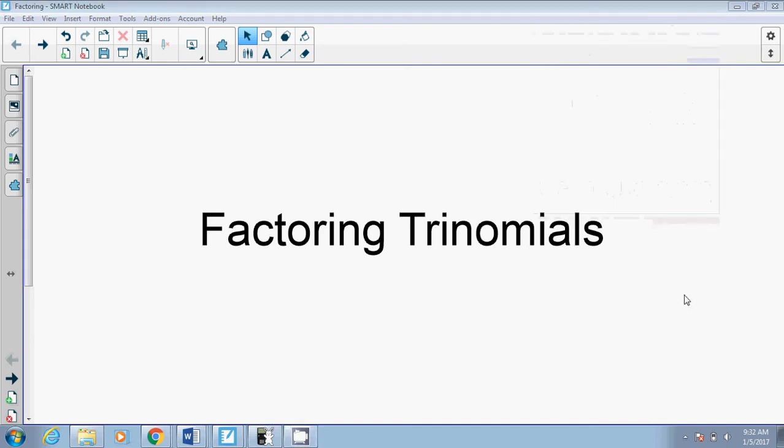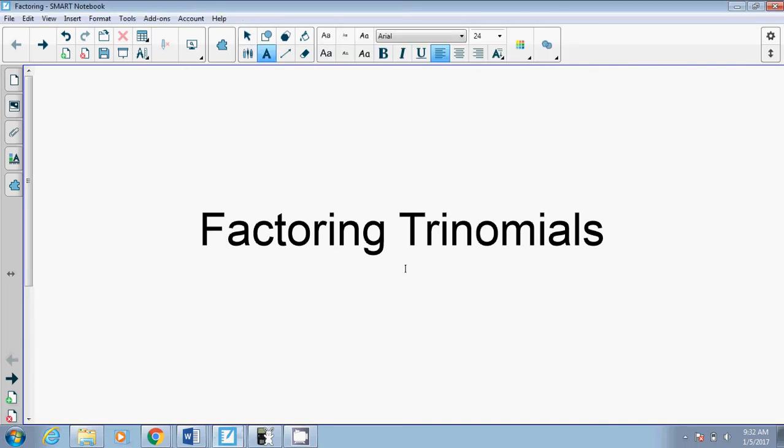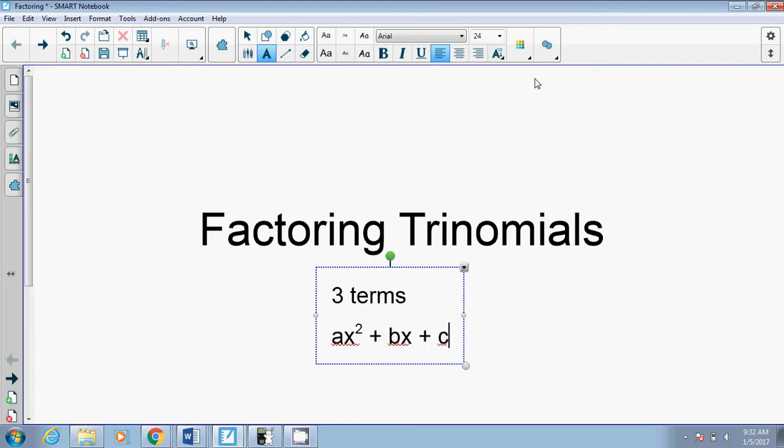This video is over factoring trinomials. So a trinomial, I need to point out, is three terms, and it takes the form ax squared plus bx plus c. So this is what we're going to be looking at in this section, is we're factoring a three-term polynomial that takes the form ax squared plus bx plus c, where a, b, and c are just numbers. Just numbers. A could be 2, B could be 6, C could be 0. It doesn't matter. A, B, and C are just numbers in a trinomial.